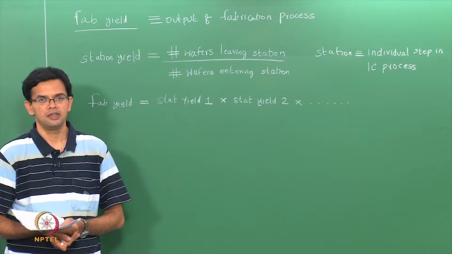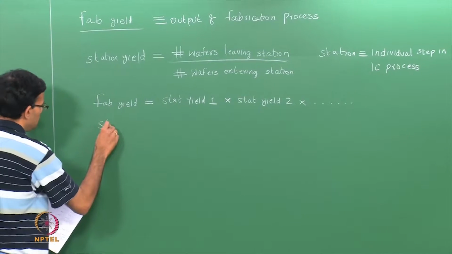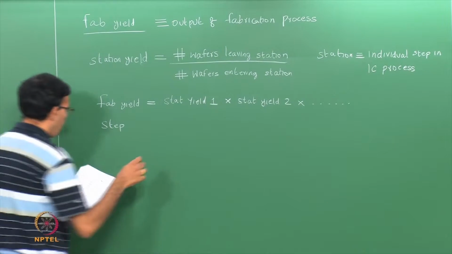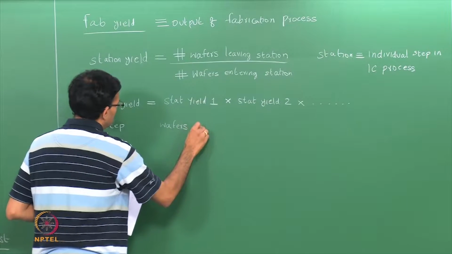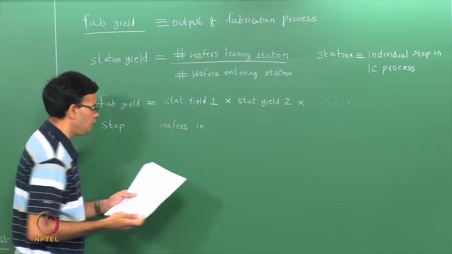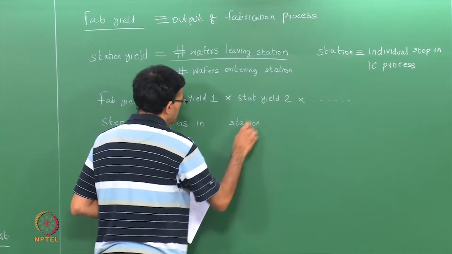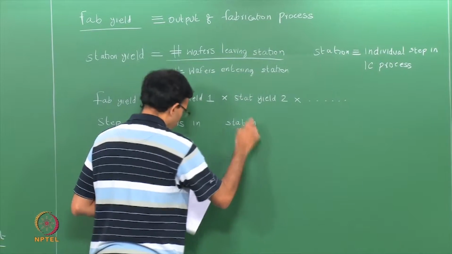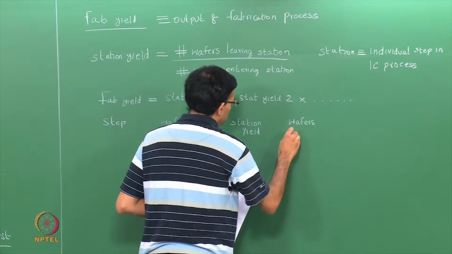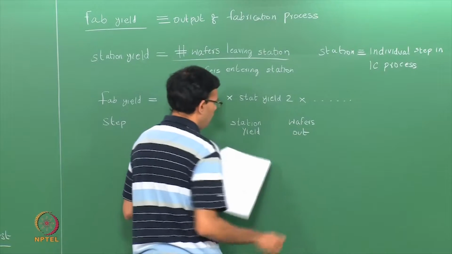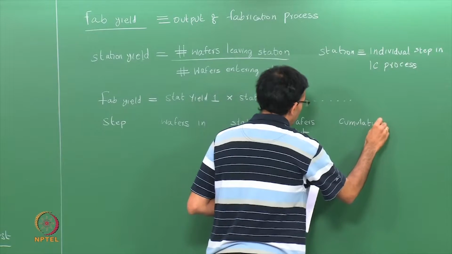So, we can consider this by taking a simple example. So, I have different steps. I am going to start with 1000 wafers. For each step we can define a station yield, which will tell you how many wafers come out, and finally you have a cumulative yield.